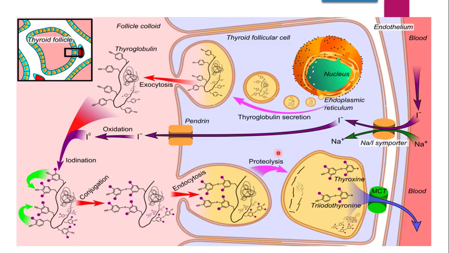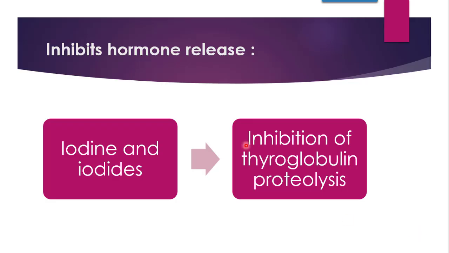They will inhibit the enzyme proteases, and since this proteolysis is inhibited, this globulin residue and these thyroid hormones will not get separated. Because of the inhibition of proteolysis by the enzyme proteases, these thyroid hormones will not get separated and will not be available for release into the circulation. So this was the mechanism of the antithyroid drugs which inhibit the hormone release. That means, as the word suggests, they are working on the release of the hormone.